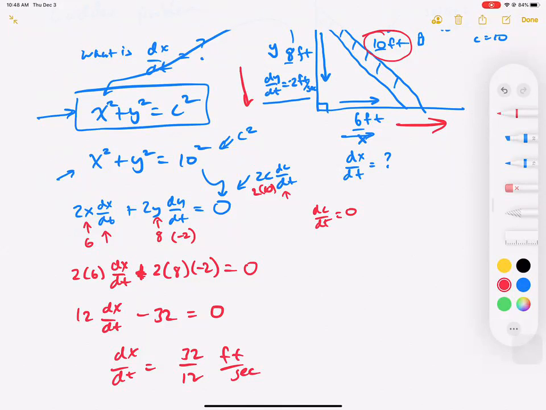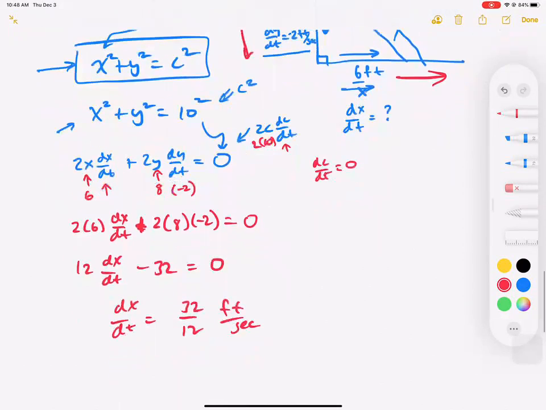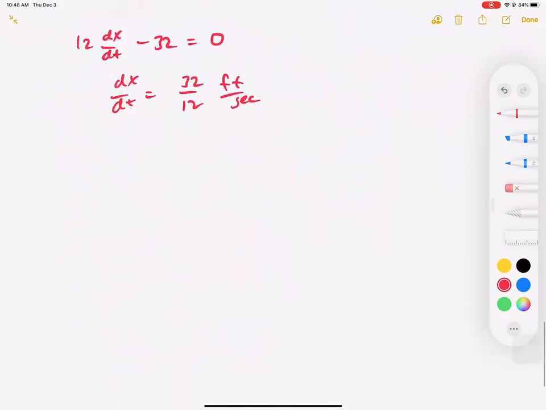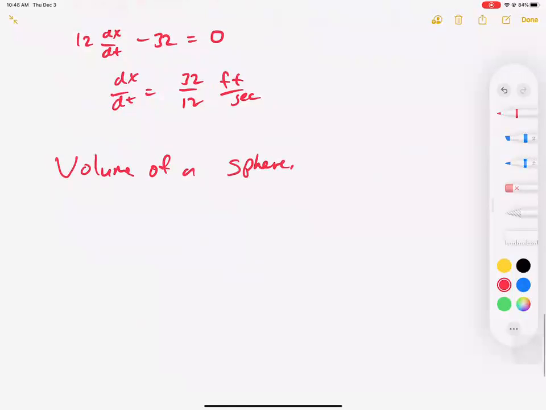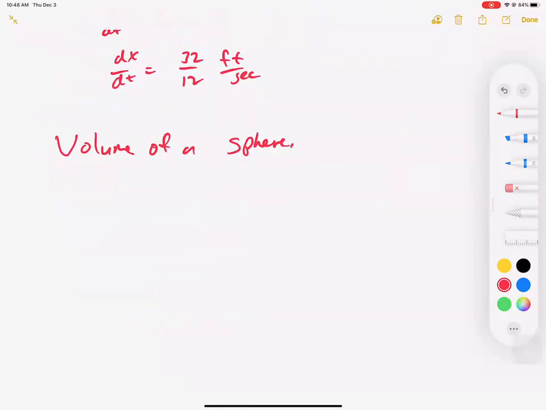Okay, so here's another example of the volume equation that we talked about. I can ask you, how fast is the radius changing? So here's the volume problem of a sphere. I am pumping up a balloon. Let's say we have a balloon, and we're starting with a radius of 3 inches. That's my radius, 3 inches.